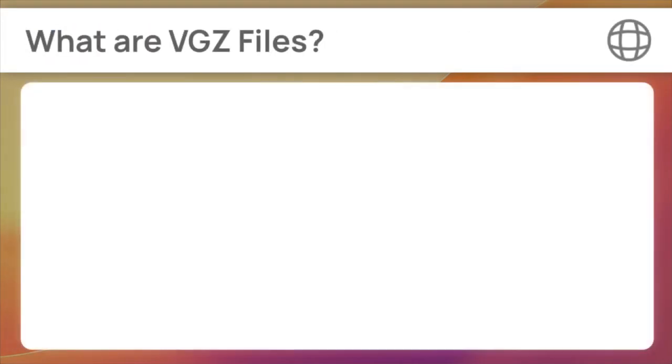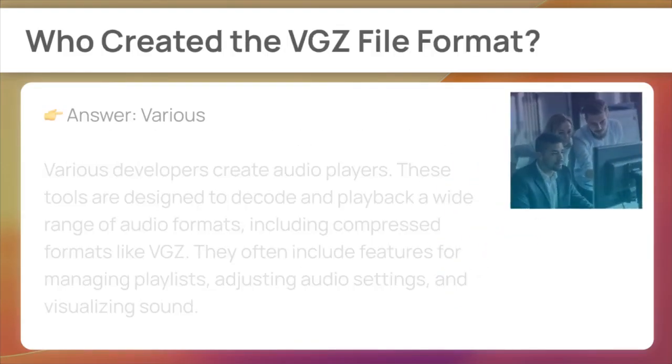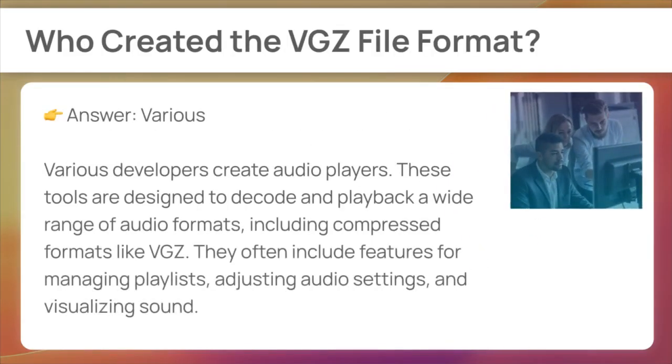A VGZ file is a compressed audio file primarily associated with video game music. It typically contains audio data extracted or ripped from video game soundtracks, often compressed using the gzip algorithm to reduce file size. These files are commonly used for archiving and sharing video game music in a more manageable format.